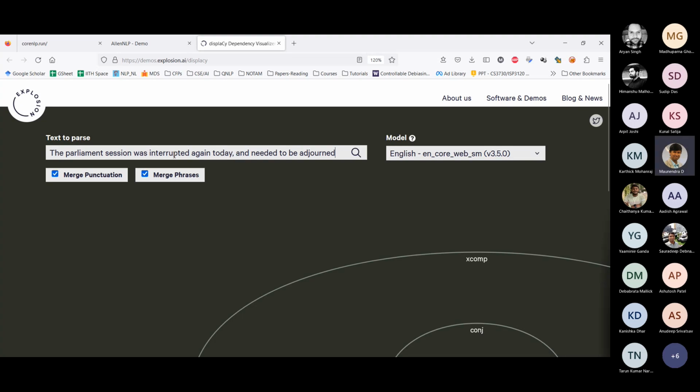What was the sentence? Session was interrupted again today and needed to be adjourned. So this is getting attached to this main thing. This is the main clause, and these attachments will be, so in English we have this clausal structure, right? So this will be a subordinate. Sir, main clause had 7 tokens. Why is interrupted the root?